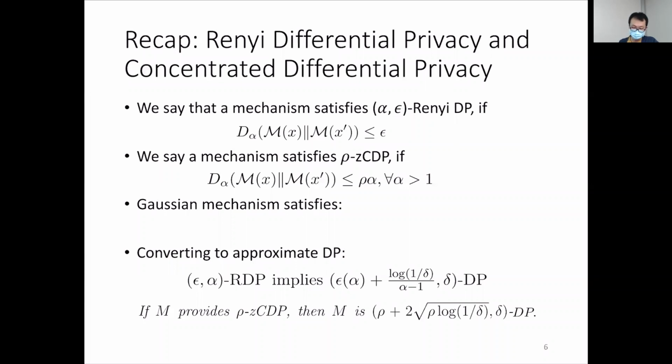Right. So what we know is that the Gaussian mechanism naturally satisfies this property. It satisfies rho-zCDP with rho being the L2 sensitivity squared over 2 times sigma squared, where sigma squared is the amount of noise, the variance of the noise that you add to every coordinate of this query.